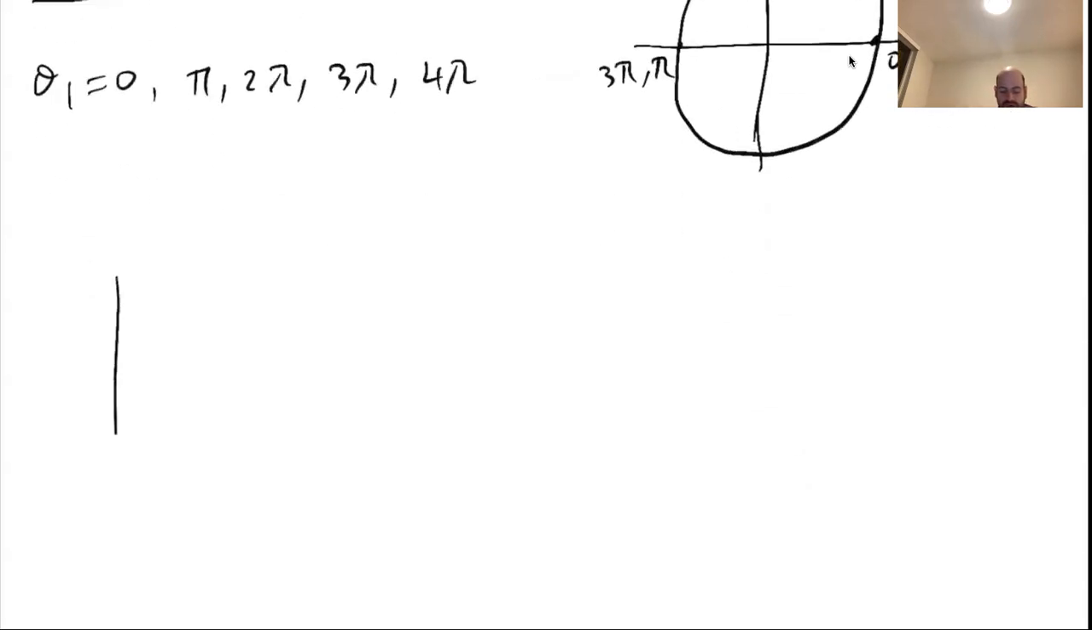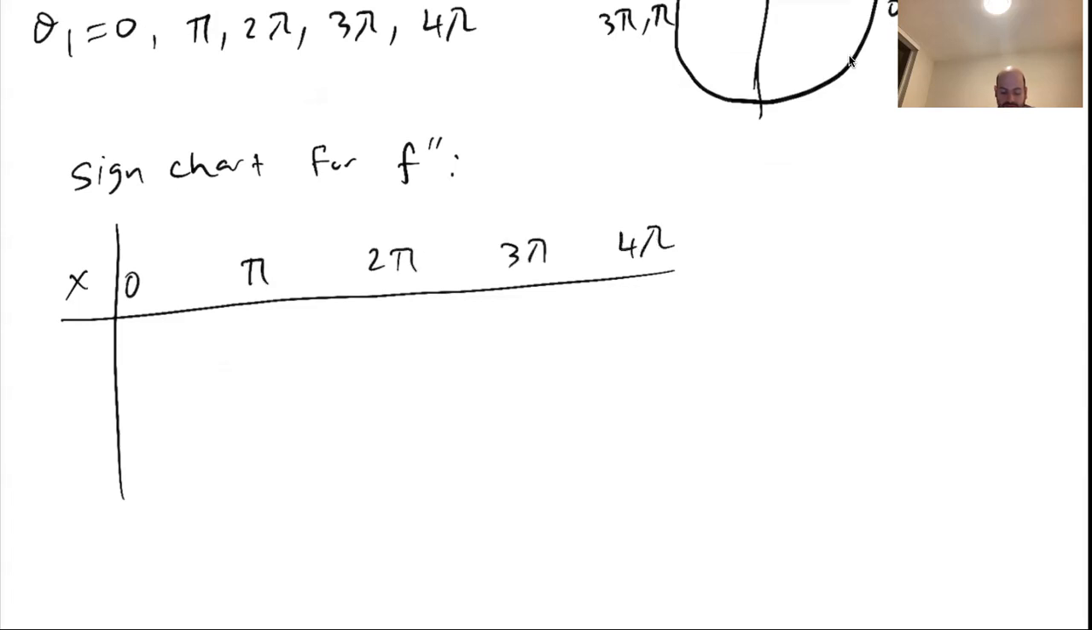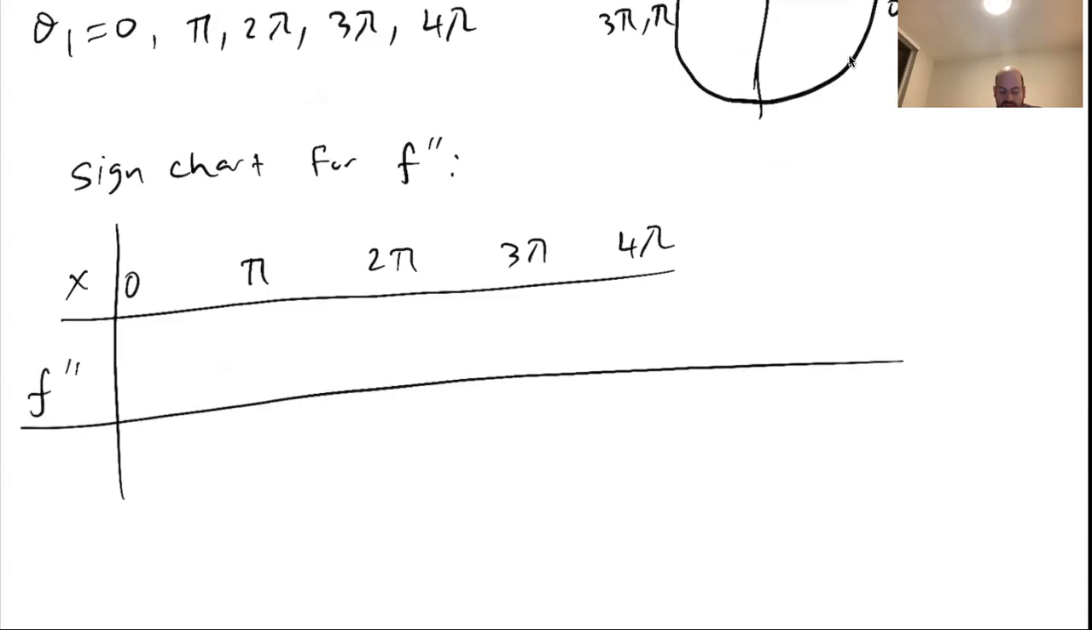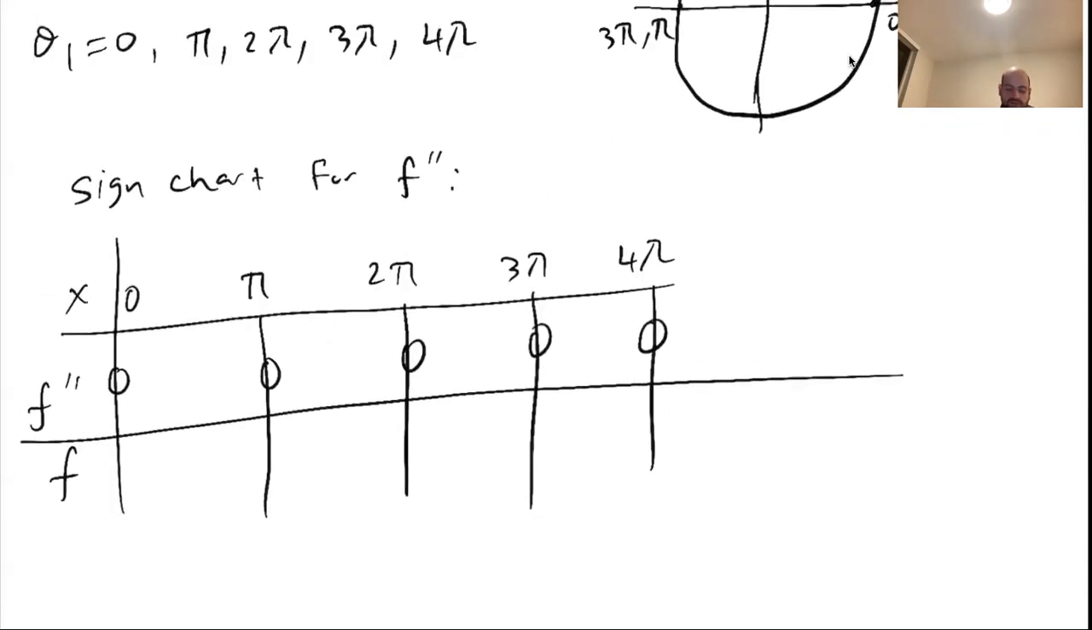And then I can draw the sign chart for f double prime. So the x values start from 0, then pi, then 2 pi, 3 pi, 4 pi. F double prime, and then f. So f double prime becomes 0 at these points: 0 here, 0 here, 0 here, 0 here, 0 here. Now between 0 and pi, I can use a test point, such as pi over 2, for example.